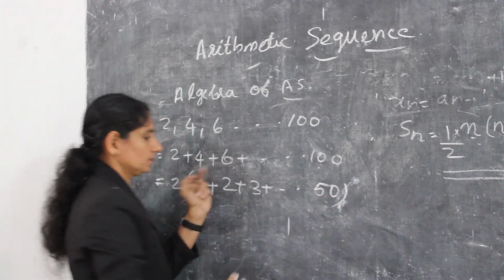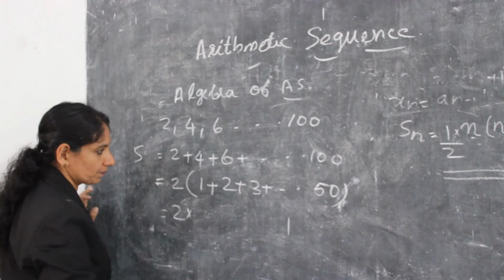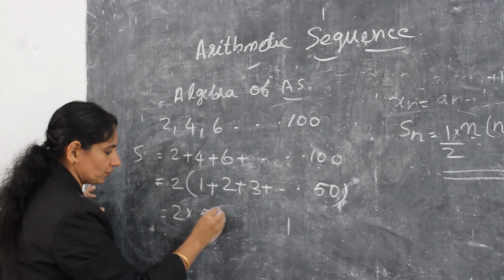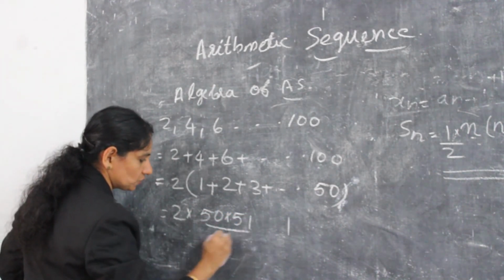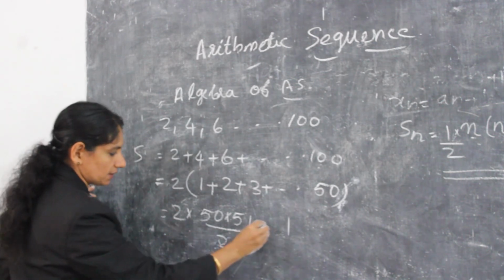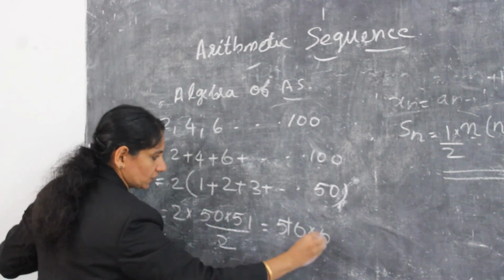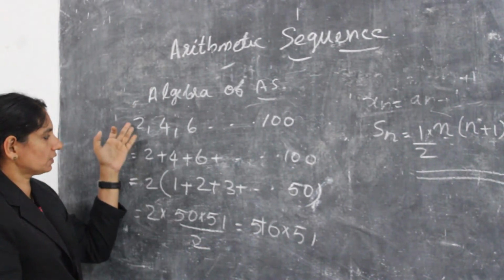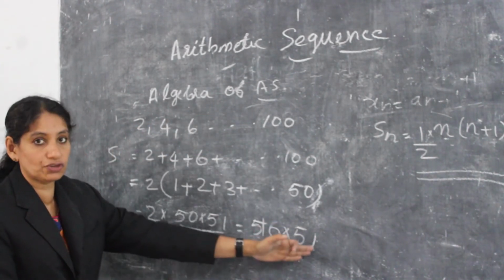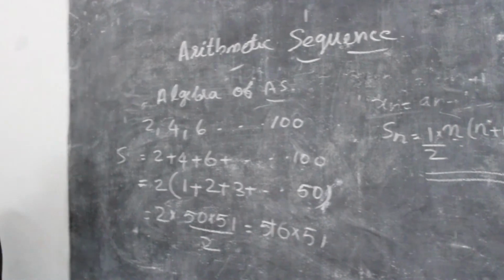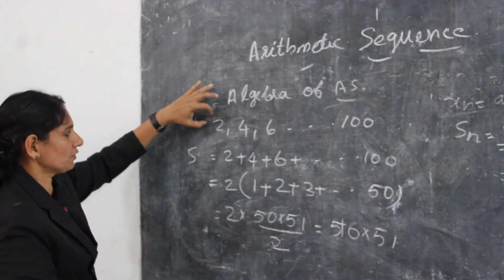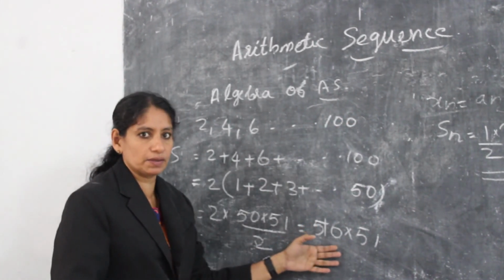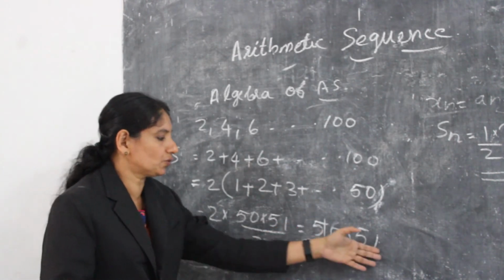up to 50. It is equal to 2 into this, which is the sum of the first 50 natural numbers. What is its sum? 50 into 51 by 2. Then these 2 and 2 get cancelled. The remaining is 50 into 51. That is, the sum of the even numbers from 2 to 100 is 50 into 51. How many even numbers are there from 2 to 100? If we count, there are 50 even numbers. Therefore, its sum is 50 into 51.